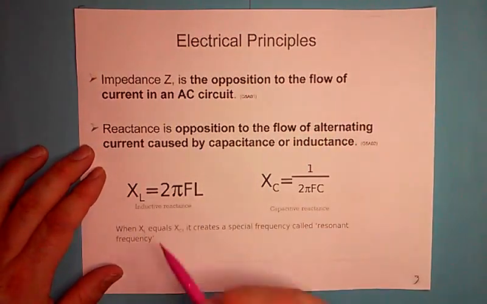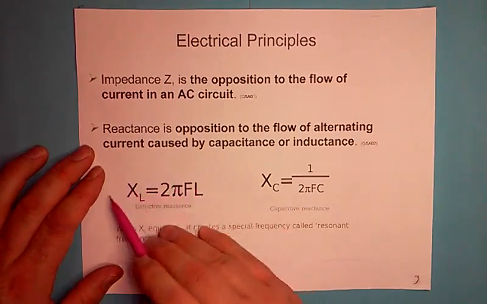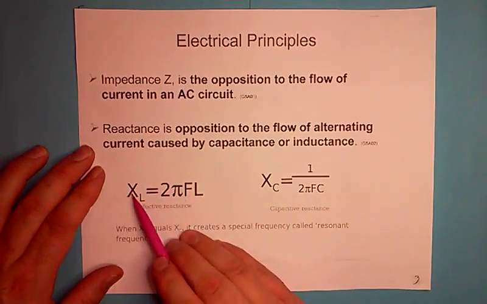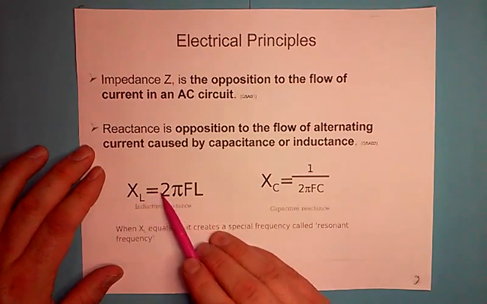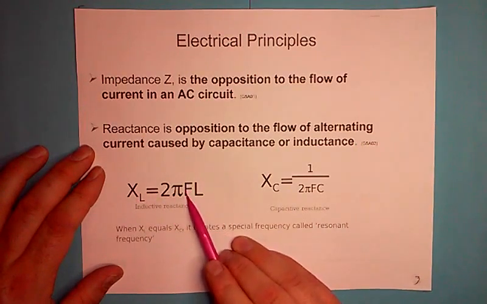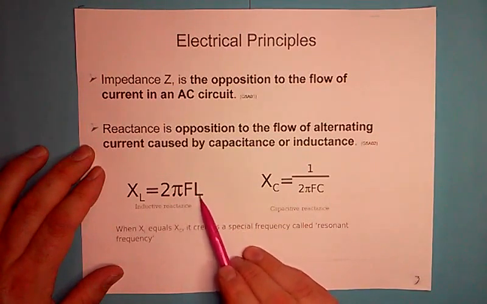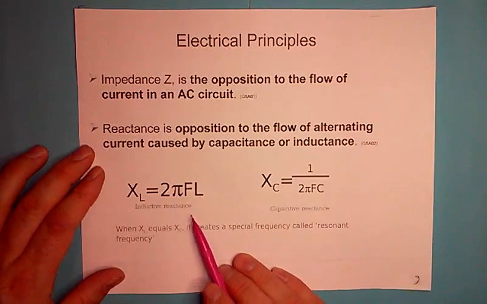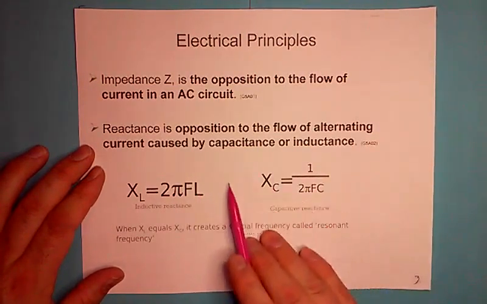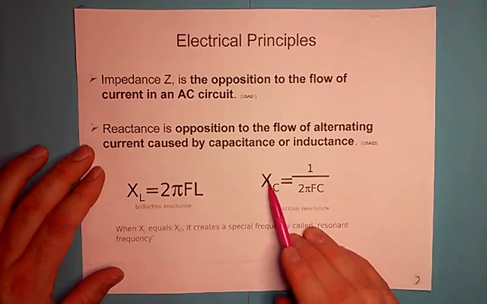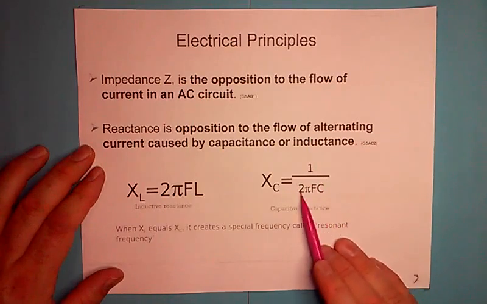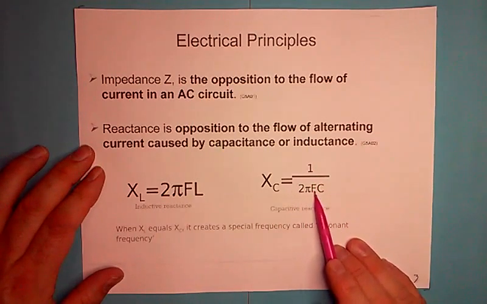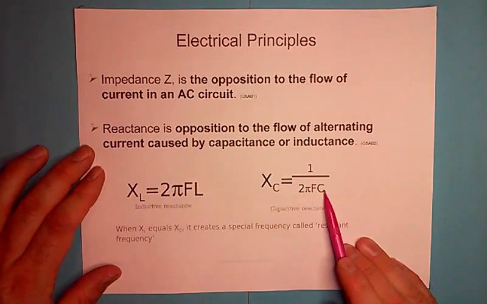So when we talk about AC and inductance, we have inductive reactance, and this formula here is equal to 2 pi FL, where F is frequency and L is inductance. We also have reactance for capacitance, so that's X sub C equals 1 over 2 pi FC. F is the frequency of the circuit and C is the capacitance.